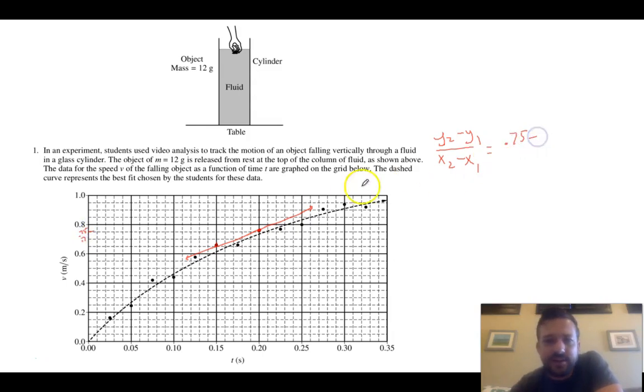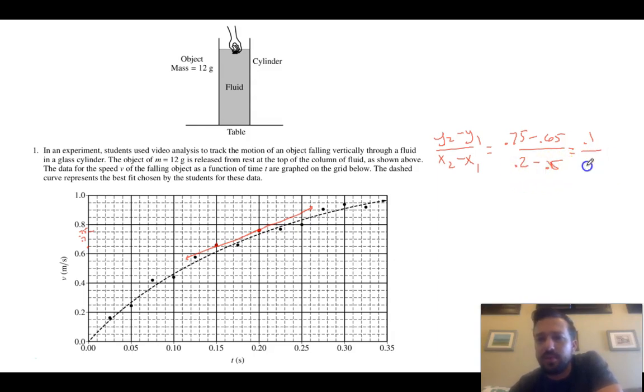0.75 minus, it looks like I was using this point right here, and it looks like it'd be about 0.65. 0.65 all over x2 minus x1. So my x2 was 0.2 minus my x1 is 0.15. So I got 0.1 divided by, oh, that's not right. I meant 0.15, but I wrote 0.5.